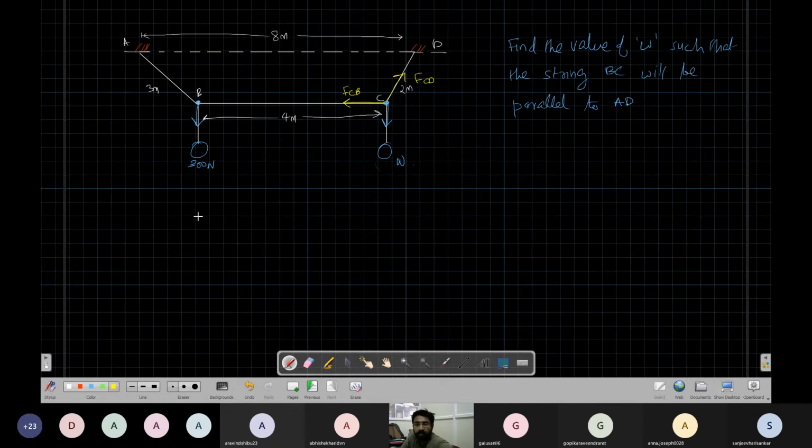Okay, if you see this string, there will be some force in this direction also. Okay, so this will be FBA. Also there will be some force in this direction also. This will be FBC. Okay, now this is one string. On this string we cannot have two forces. This is the force which the string is putting on B. So that means an equal and opposite force will be put by B on the string, like this.